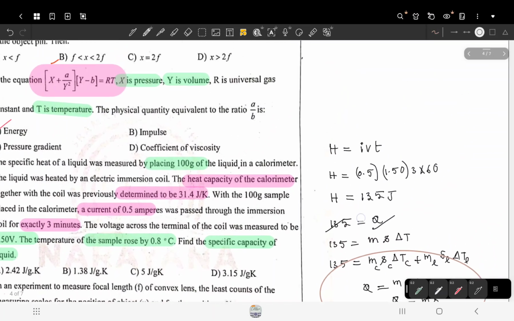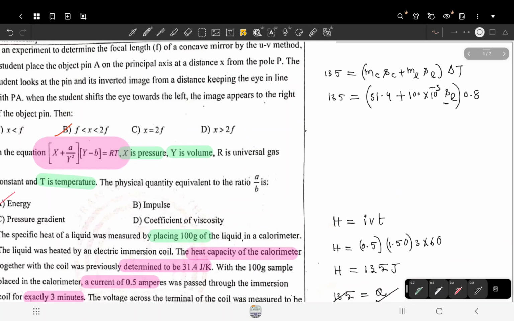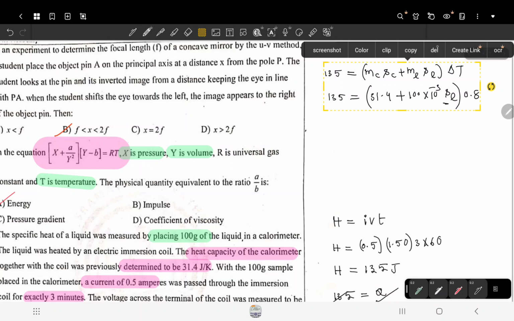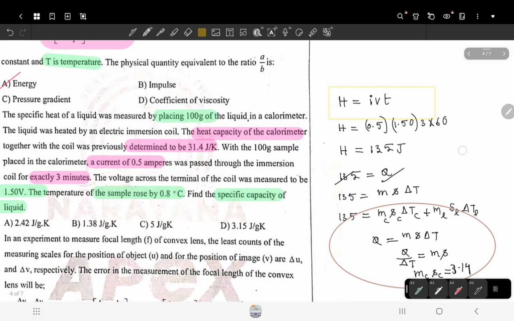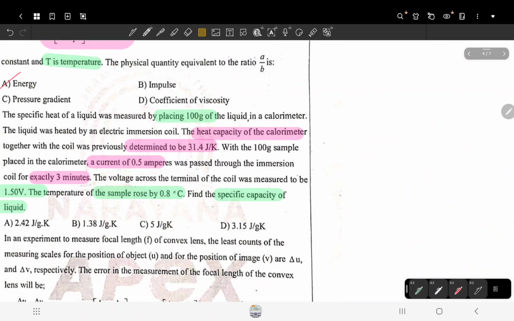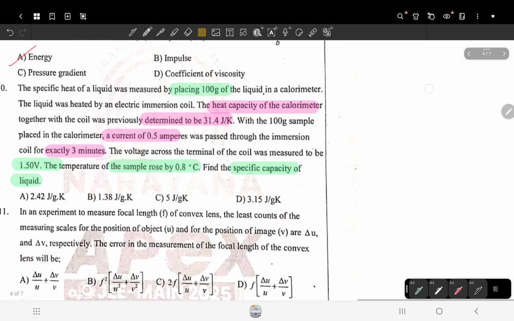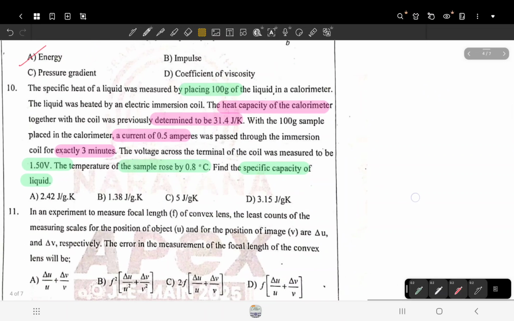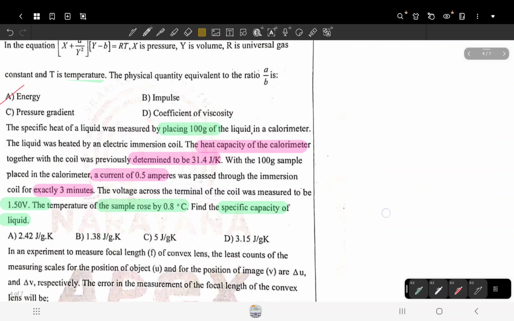Let's see question number 11. In an experiment to measure the focal length of a convex lens, the least counts of the measuring scales for the position of object U and for the position of image V are delta U and delta V respectively. The error in the measurement of the focal length.